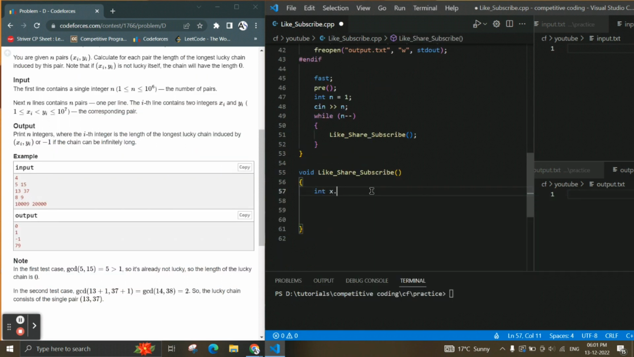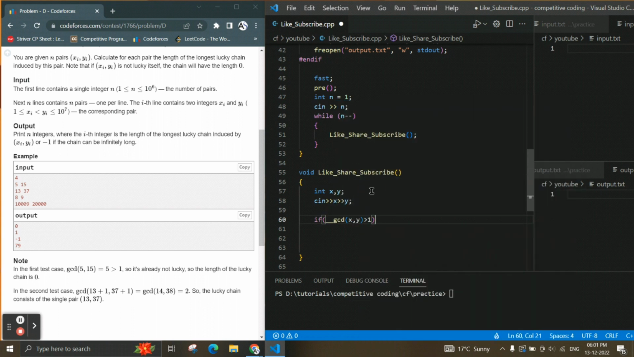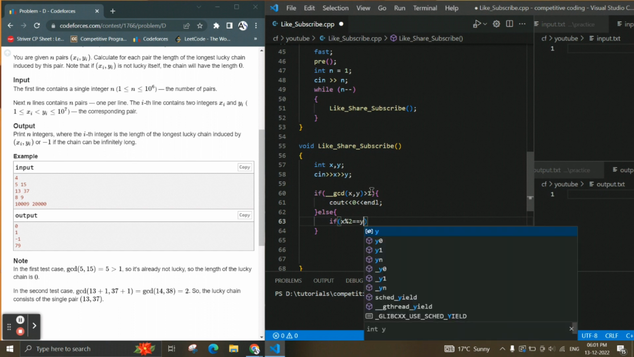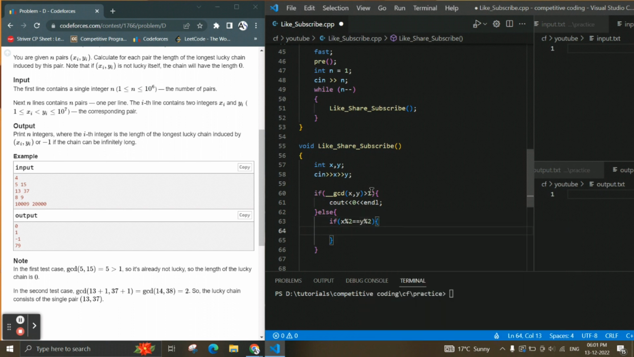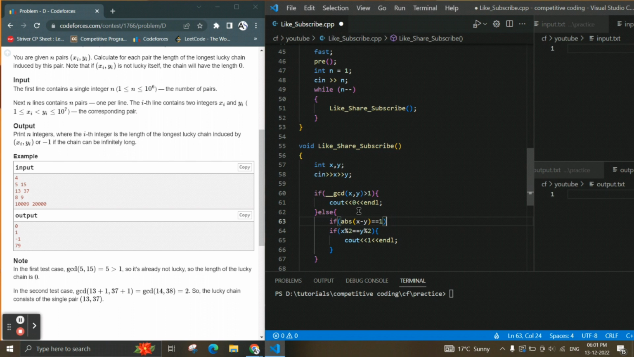So we are given two numbers x and y. First thing is, if the GCD of x and y is greater than 1, then the answer will be 0. Else if x mod 2 is equal to y mod 2, just checking whether both the numbers are odd, then the answer will be 1. And now checking if the absolute difference of x and y is equal to 1, then the numbers are adjacent to each other. We have to print minus 1 in this case.